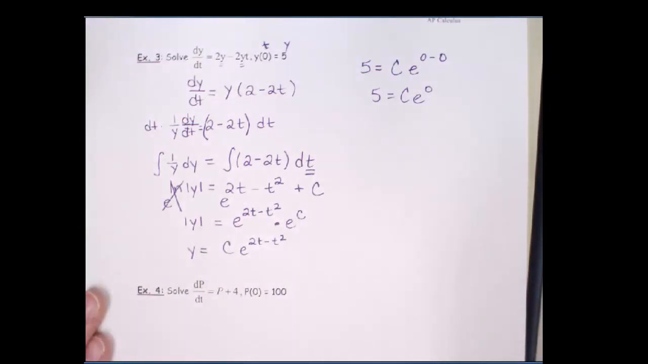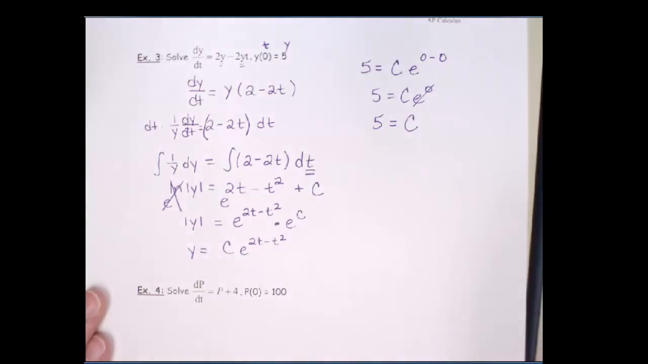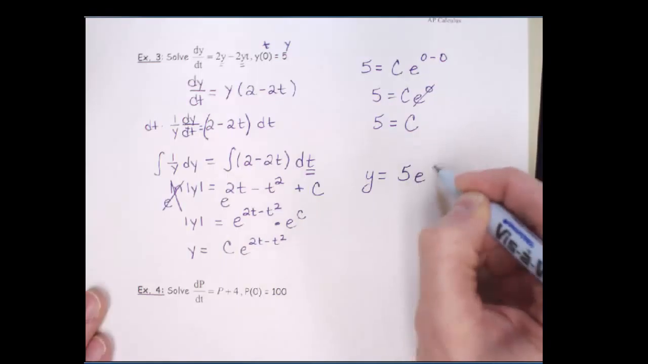Hopefully you remember that anything to the 0 is 1. So e to the 0 is just 1. So c must be 5. So then we write our final answer with 5 in the equation instead of c.